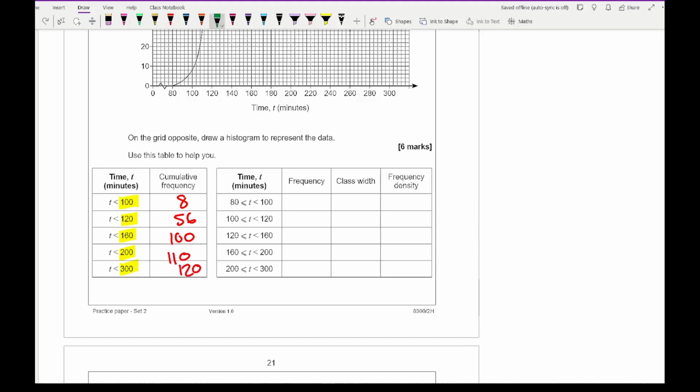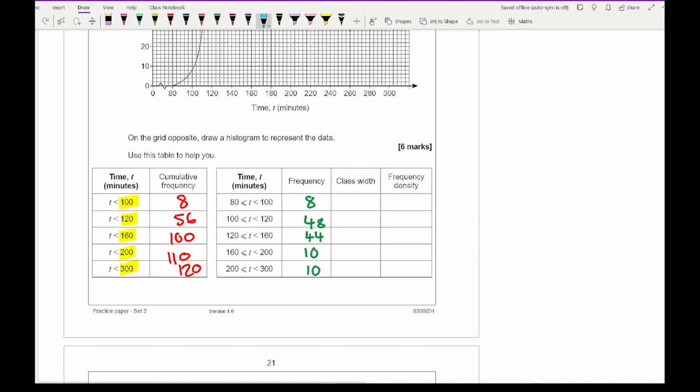So then from this I can move on to my histogram grid. For this, the first one is going to be 8. To work out the frequency of 100 to 120, I take away 56 from 8, which gives me 48. I then do 100 take away 48, or those two added together. So 8 plus 48 is 56. 56 taken away from 100 is 44. And then I'm going to do 110 take away all those green numbers, which gives me 10, and then the difference is also going to be 10.